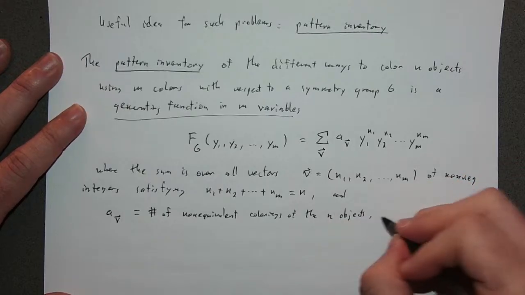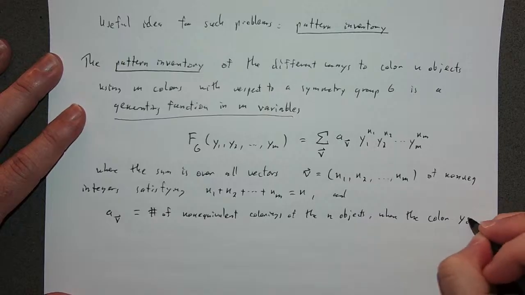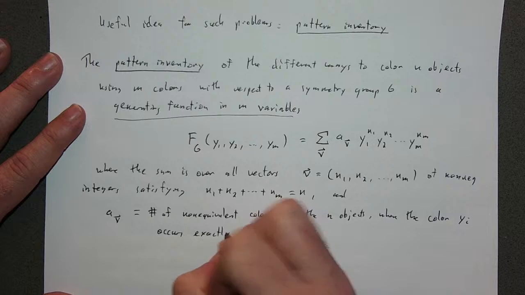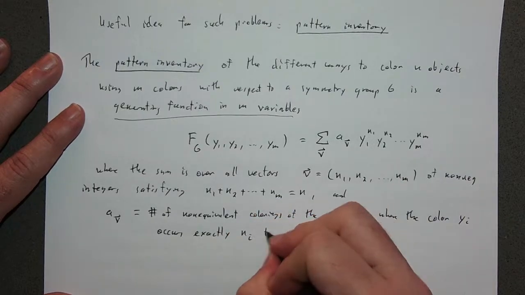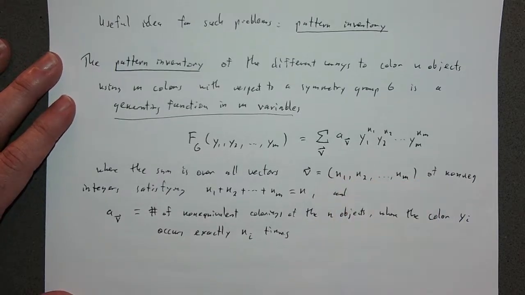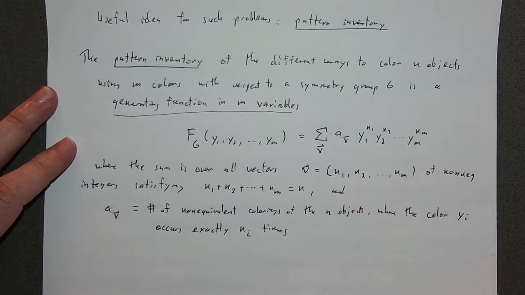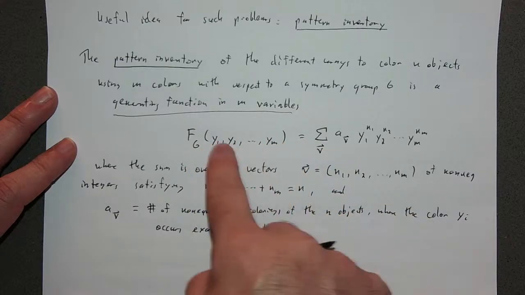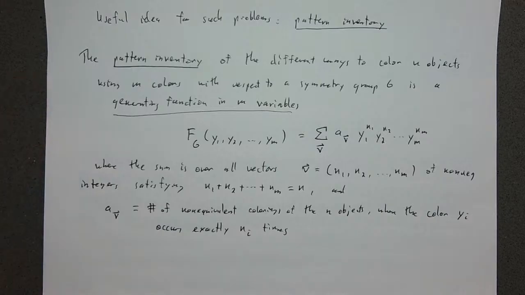where the color y sub i occurs exactly the number of times indicated by its exponent. So it occurs exactly n sub i times. So a vector v is this m-tuple, containing these n sub i's. The components of the vector tell you how many times the corresponding color appears in that particular coloring.